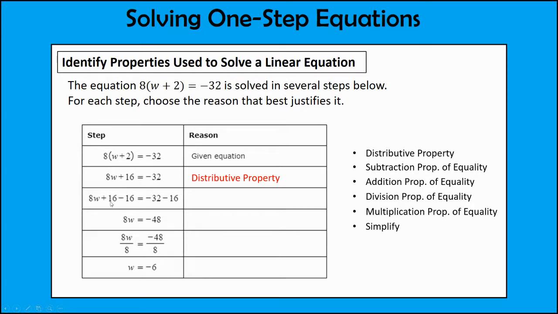Well, the difference is I've subtracted 16 from each side of the equation. I'm trying to isolate my variable term, which is the 8W. 8W is a variable term. I subtract 16 from both sides. That's the subtraction property of equality.